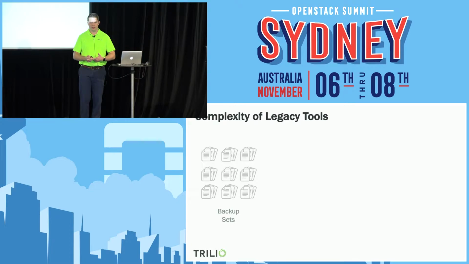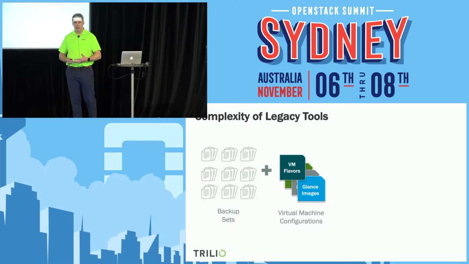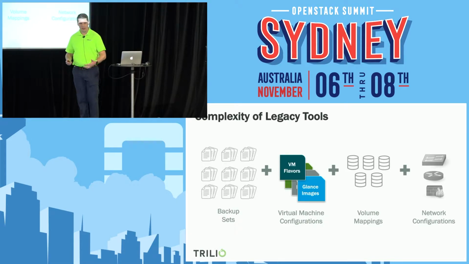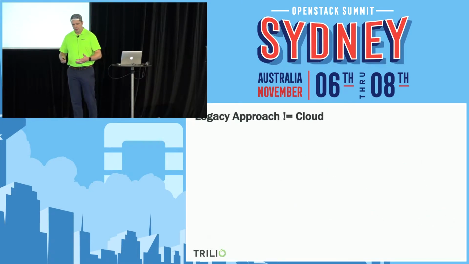So whether you're managing Excel sheets and scripts, you've also got to account for the VM flavors, or the images through Glance, the network configurations, the volume mappings, and then lastly, security groups, firewall settings, et cetera, okay? So if you backtrack into the legacy point tool set and bring it into this model within cloud, it becomes very, very complex and very, very tedious. So the legacy approach is not cloud, end of story, okay?